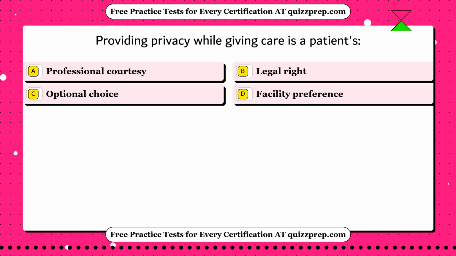Question 81. Providing privacy while giving care is a patient's: Option A, professional courtesy. Option B, legal right. Option C, optional choice. Option D, facility preference.